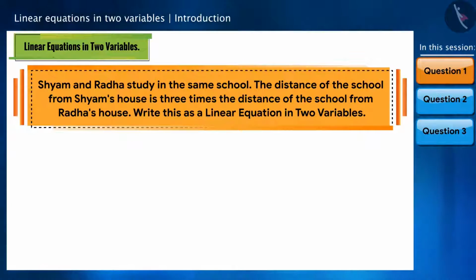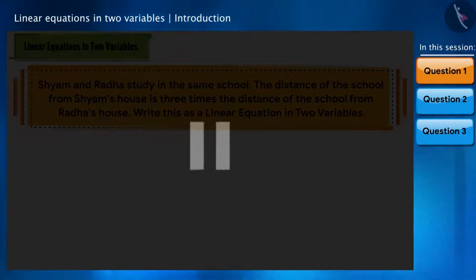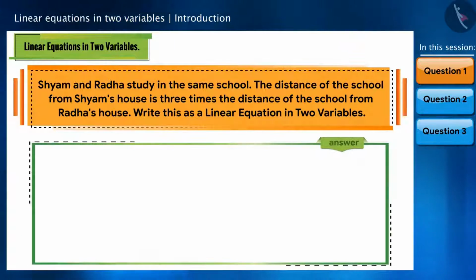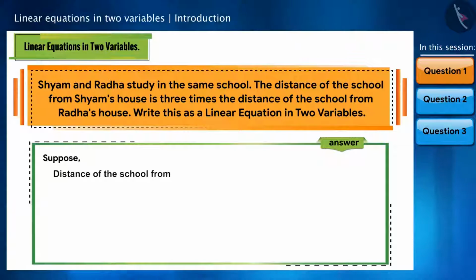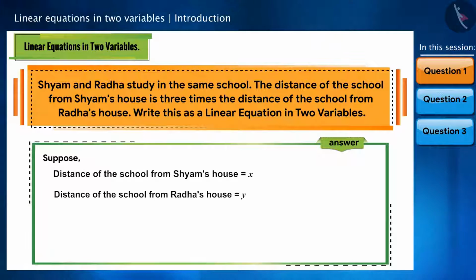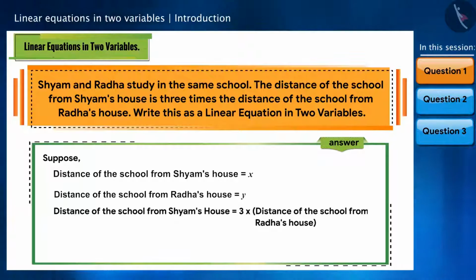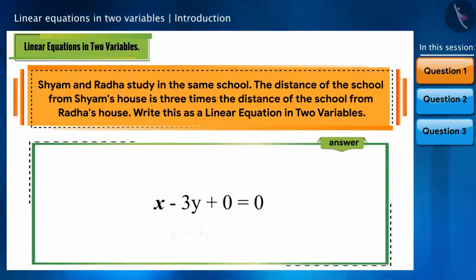You can pause this video to think. Now, let's see the answer to this question. Let's represent the distance of the school from Shyam's house as x and the distance of the school from Radha's house as y. We are given that the distance of the school from Shyam's house is 3 times the distance of the school from Radha's house. That is, x is equal to 3y. And we can write it in its general form as follows.